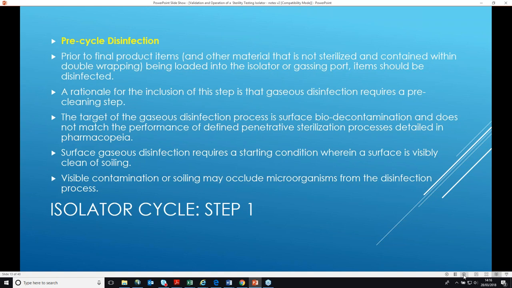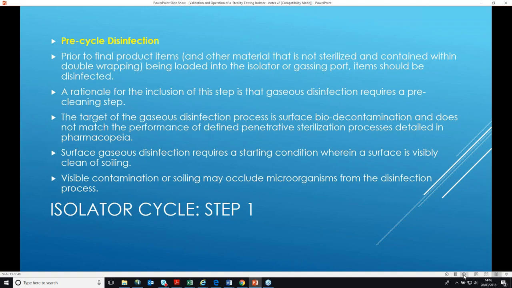Now the first one, step one, is what's called a pre-cycle disinfection. And this is prior to the product items and other material that is not sterilized and perhaps contained within double wrapping, such as a test kit, being loaded into the isolator or gassing port. Now here, some users elect to wipe down items with 70% isopropyl alcohol using a low particulate wipe and observing the required contact time for the alcohol.